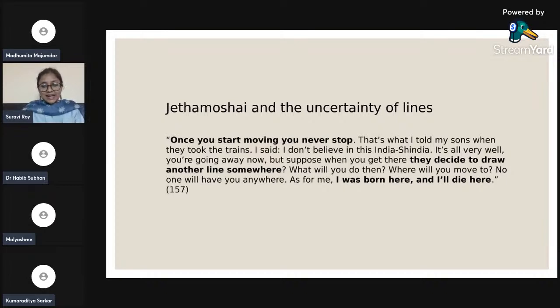So this idea that lines can be drawn and they can be redrawn, you know, Anderson's idea of the border, the elasticity of the border, right? It can change, it can contract, it can expand. So there is nothing fixed or innate about the way the lines are drawn. And he's aware of this arbitrary as well as the elusive nature of the shadowy lines in that sense. And he has completely rejected this idea or this definition of nation. And he has instead located his point of fixity in his place of birth, right? So he says, as for me, I was born here and I'll die here.